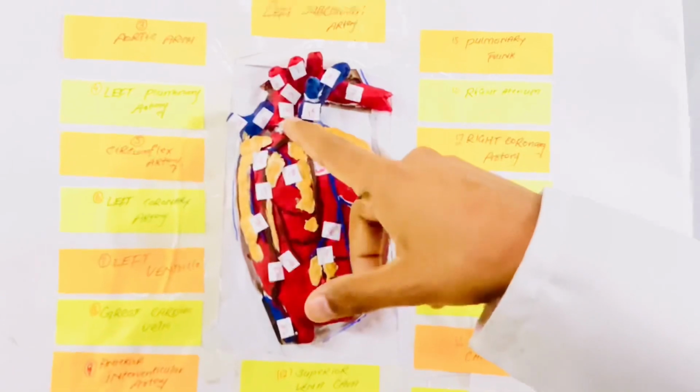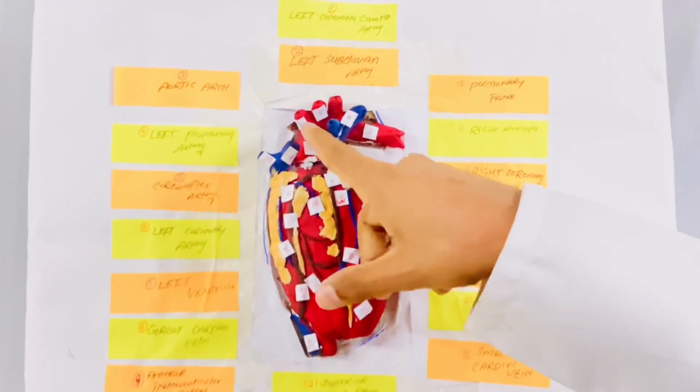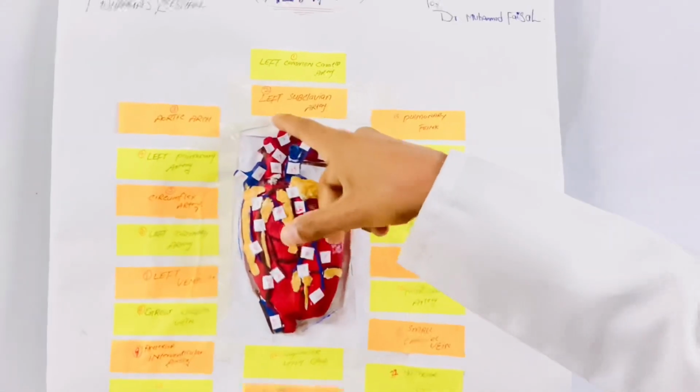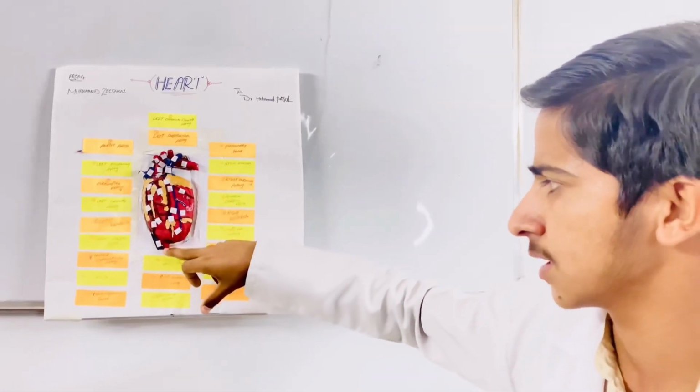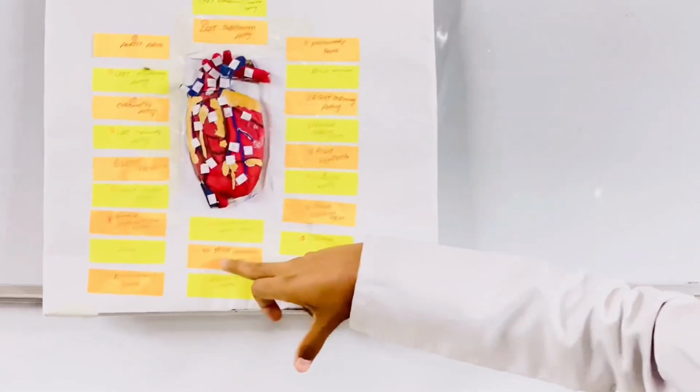It starts from the ascending aorta, which gives the common carotid artery, which then gives blood supply to the head and neck, and then we have the descending aorta, which gives blood supply to the abdomen, pelvis and lower limb.